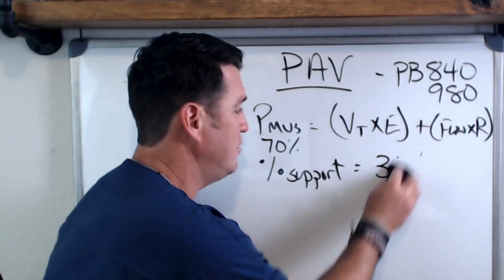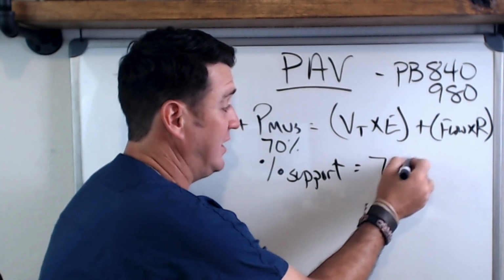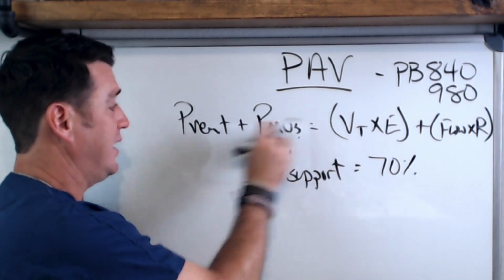Let's flip this. Let's say you tell the vent to accommodate for 70% of the work of breathing. Well, this is obviously going to change, right?